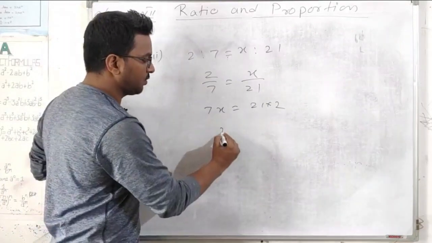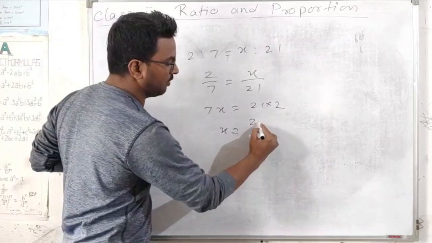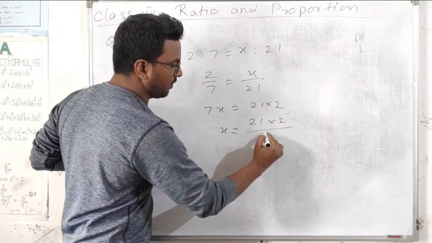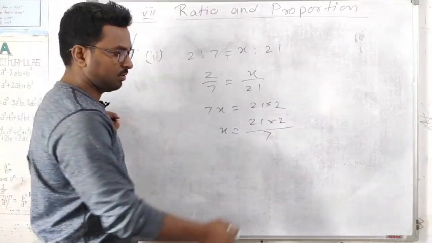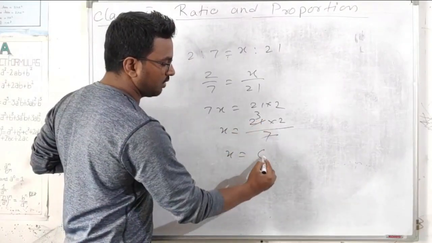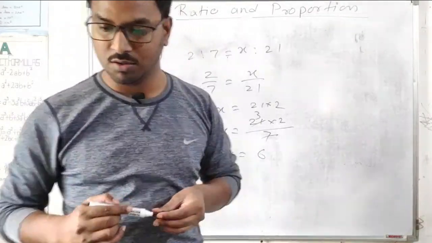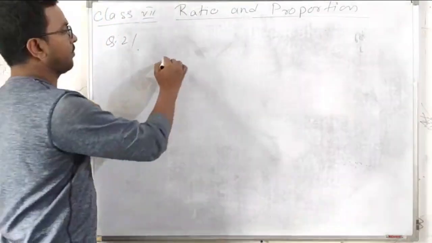Okay, so x equals, if you bring this 7 to the other side, it will divide. Fine, it will divide. So cancel 3 times, so x equals 3 2s are 6. This is how we can find the value of x. We'll see one more example.